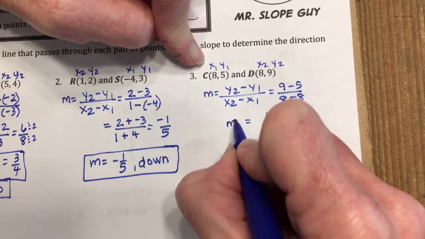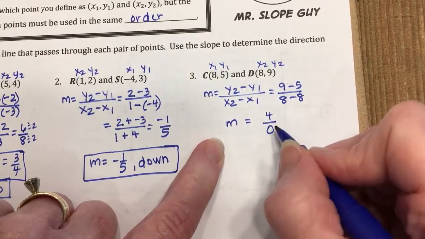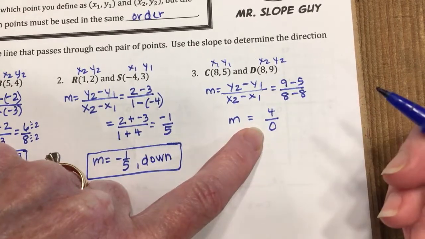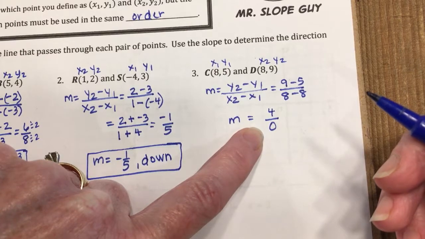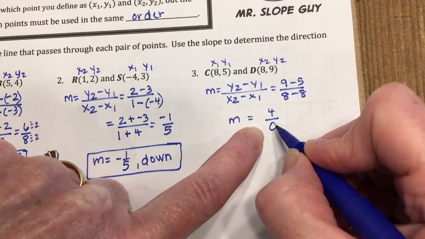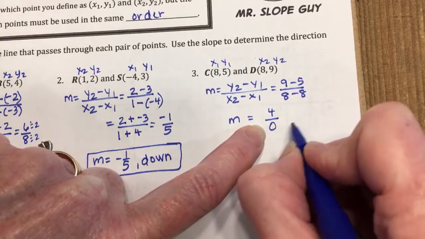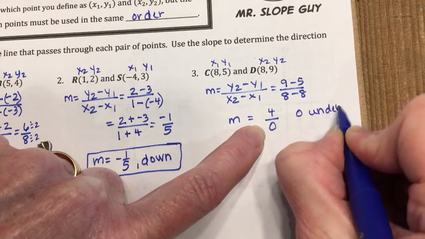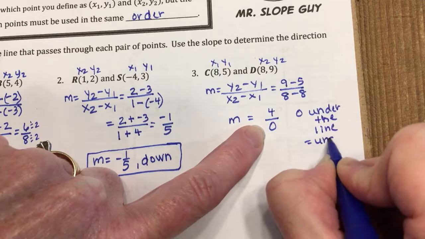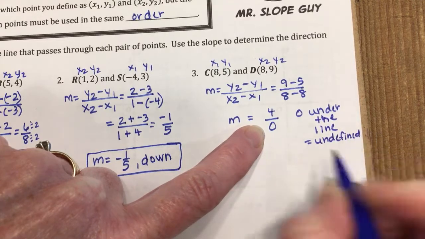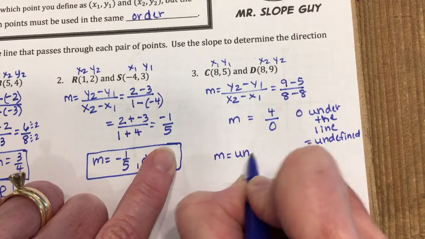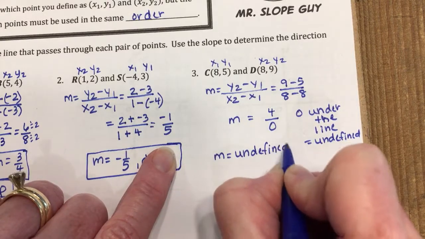All right, so this is one of those funky times, where I have 4 over 0, and that is 4 divided by 0, which is impossible. You can't do that, okay? So when 0 is under the line, this is how you can remember this. When 0 is under the line, then it's undefined. Kind of rhyme. 0 is under the line, then the slope is undefined. This time the slope is undefined. I can't have a denominator of 0.